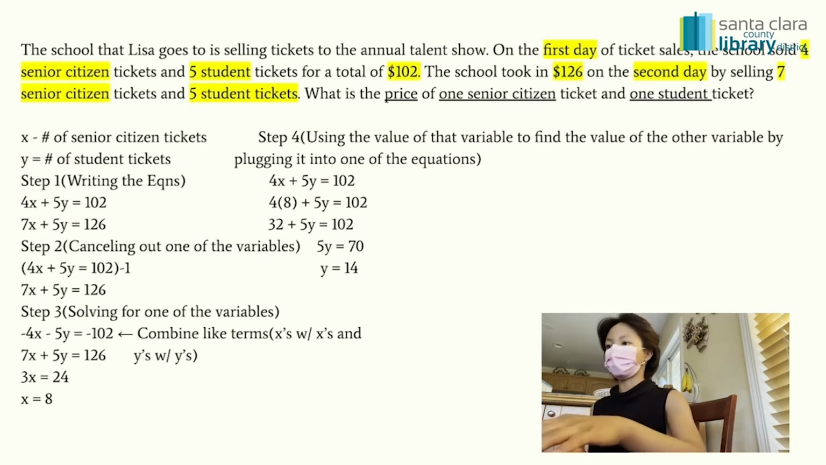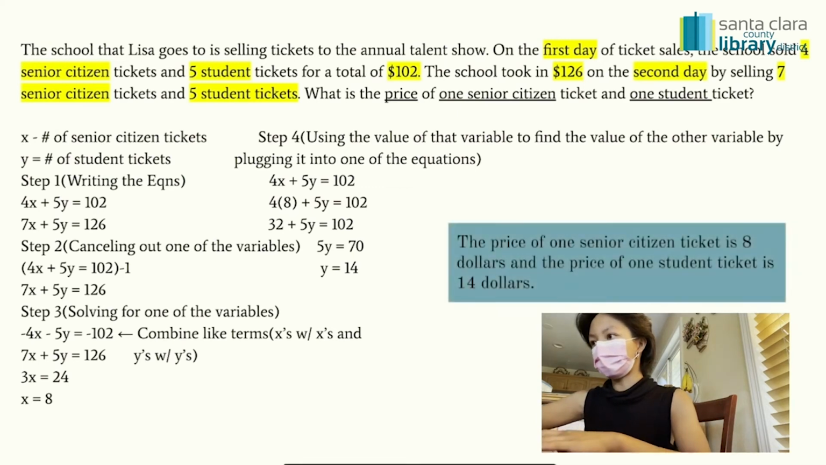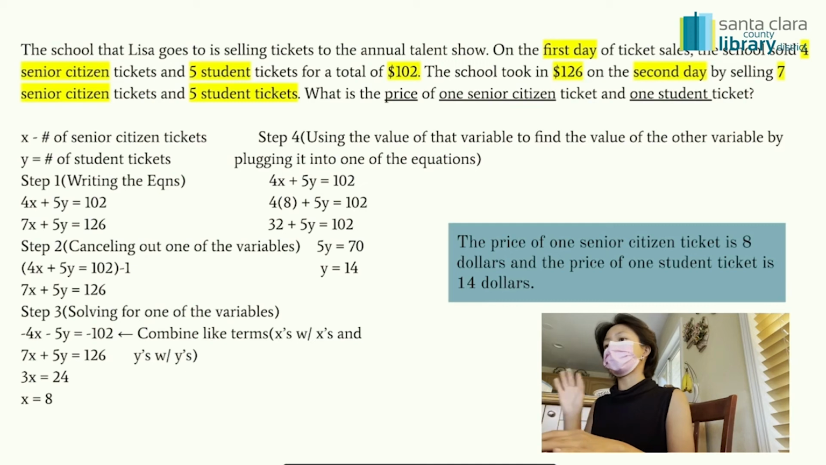Y equals 14. And going back to answering the question, the price of one senior citizen ticket is, remember senior citizen tickets, x equals 8, is $8, and the price of one student ticket, which is y, is $14.